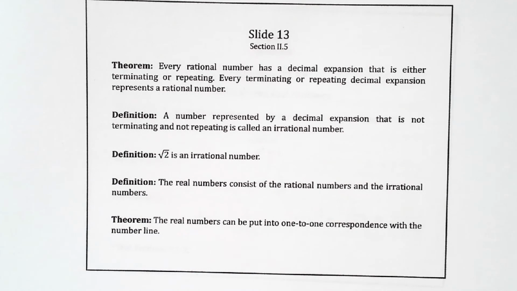So if you ask, well, what decimal expansions represent fractions or rational numbers? Well, it's the expansions that either terminate, that means they cut off after some point, or they repeat forever after some point. And if it doesn't terminate and doesn't repeat, then it's what you call an irrational number.